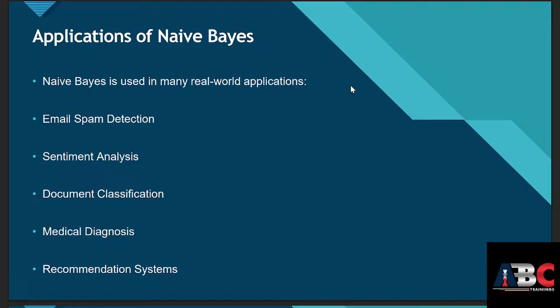Recommendation systems. Naive Bayes can also be part of recommendation systems. These systems suggest products, movies, and content to users by analyzing user behavior and preferences to recommend items that users are most likely to enjoy, improving user experience and engagement.